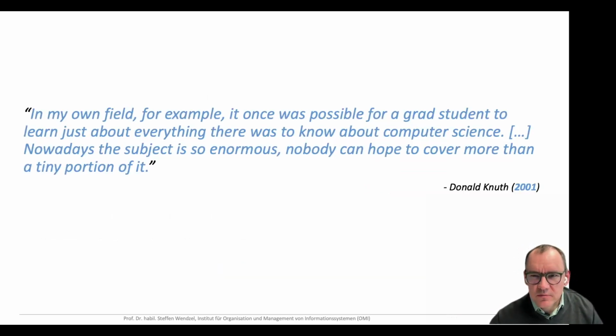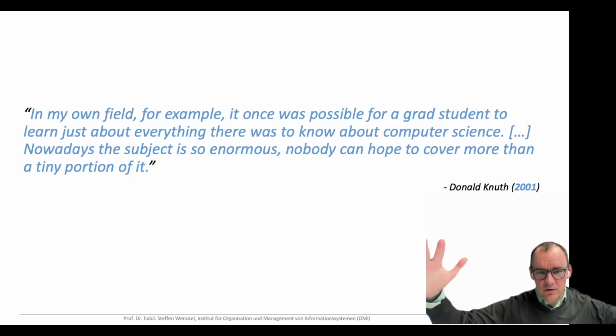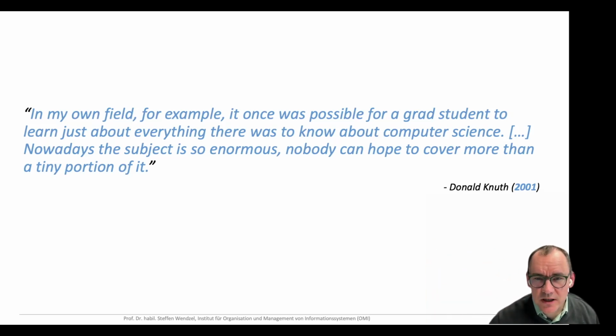Now, let's start with a quote from Donald Knuth. "In my own field, for example, it was once possible for a grad student to learn just about everything that was to know about computer science. Nowadays, the subject is so enormous, nobody can hope to cover more than a tiny portion of it." That means 2001, when the book was published. So that's quite alarming, because that also means that it's becoming increasingly difficult to keep an overview of what's actually happening in a scientific domain.